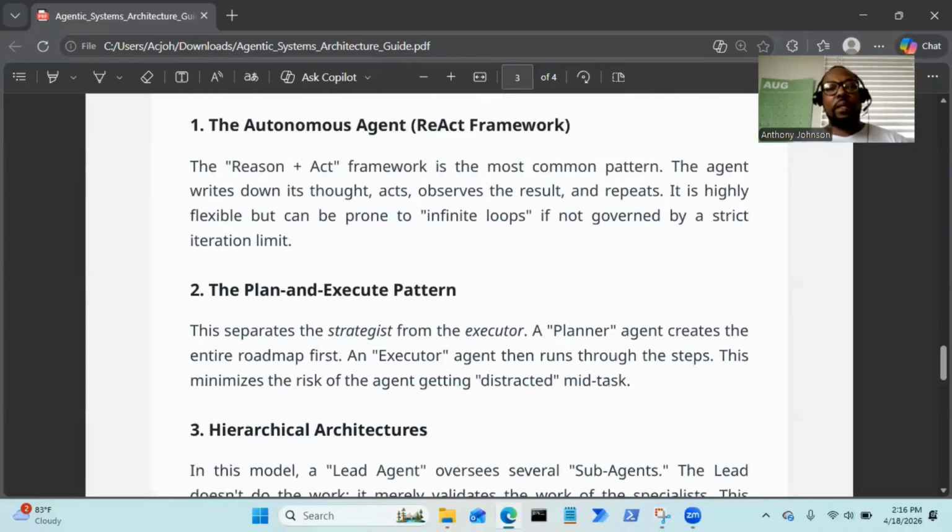Then you have the plan and execute pattern. This separates the strategist from the executor. A planner agent creates the entire roadmap first, and an executor agent then runs through the steps. This minimizes the risk of the agent getting distracted mid-task.